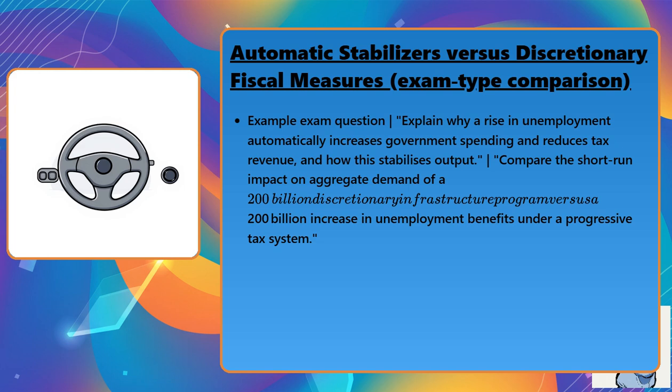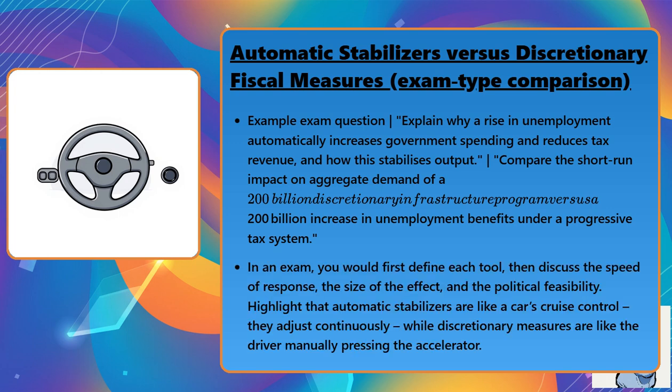Example exam question. Automatic stabilizers: explain why a rise in unemployment automatically increases government spending and reduces tax revenue, and how this stabilizes output. Discretionary fiscal measures: compare the short-run impact on aggregate demand of a $200 billion discretionary infrastructure program versus a $200 billion increase in unemployment benefits under a progressive tax system. In an exam, you would first define each tool, then discuss the speed of response, the size of the effect, and the political feasibility. Highlight that automatic stabilizers are like a car's cruise control, they adjust continuously, while discretionary measures are like the driver manually pressing the accelerator.